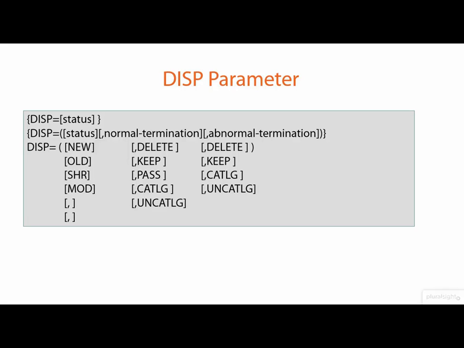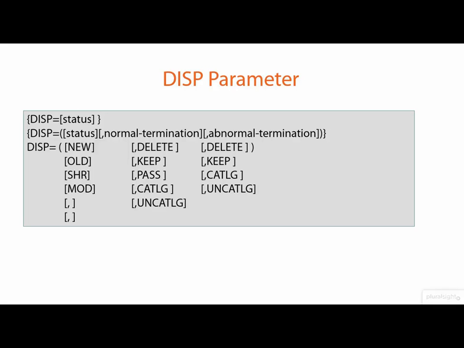The disposition parameter then is used to define both the status of the data set that we are working with, as well as the action, if any, that we want taken when we're done processing that data set. Basically what this amounts to then is that when we have a disposition parameter, we would code the status.